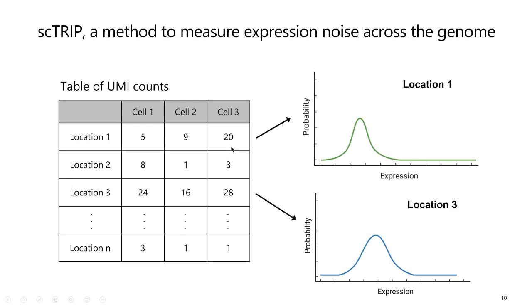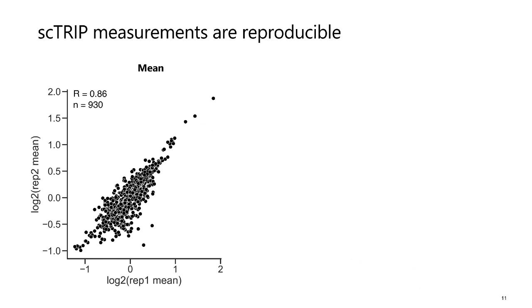Using this table, we can generate a distribution for each location. Location 1 might look something like this. Location 3, which maybe has more RNAs, will look something more like this. Using these, we can calculate a mean and a variance for each location in the genome. Now I'm going to show you the first piece of data that we have, which is that single-cell TRIP measurements are reproducible. On the x-axis here, I'm showing you replicate 1. On the y-axis is replicate 2. Each dot represents the mean expression of a given location. You can see that they're pretty correlated over about 930 locations that we've managed to measure.